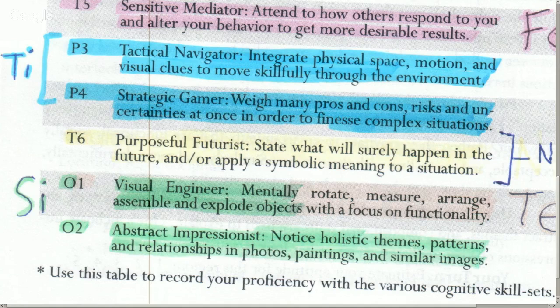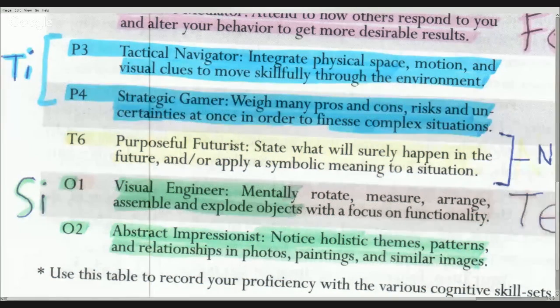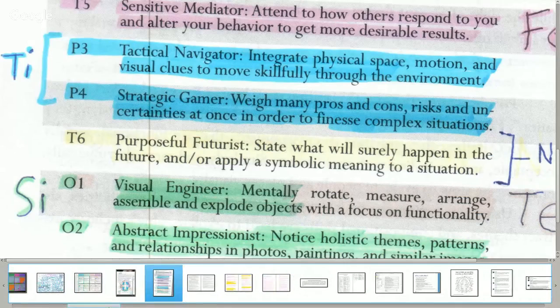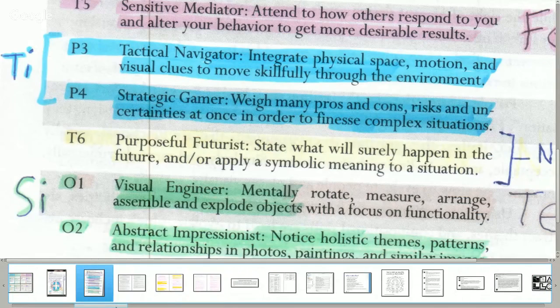Right, so this is what Dario wrote for T6. Purposeful futurist states what will happen, surely happen in the future, and or applies a symbolic meaning to a situation. Right, so that's that bit done. Yeah, I don't do any of that. Yeah, that's more... Did your mother do stuff like that? All symbols, meaning, the signs. So did she used to do all the classical INFJ stuff?